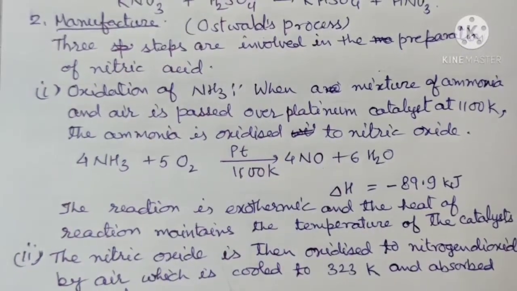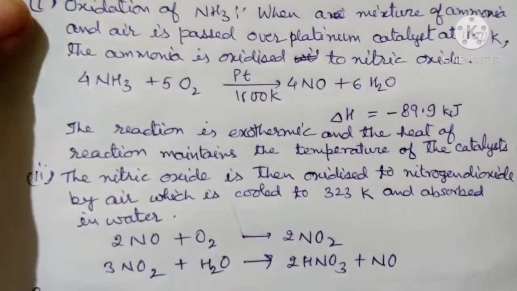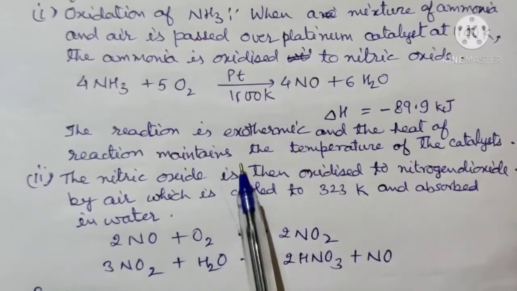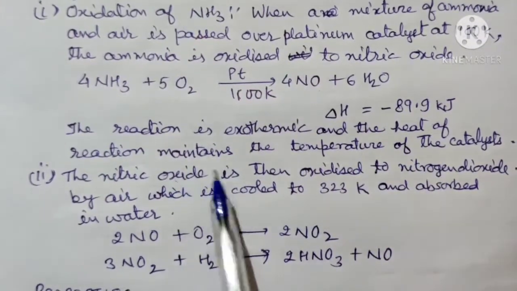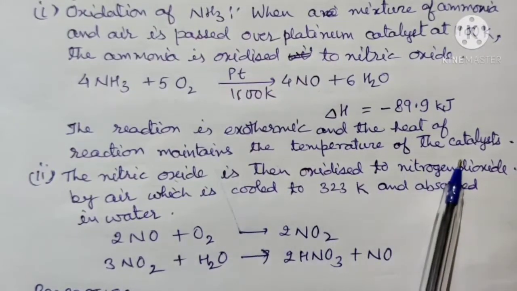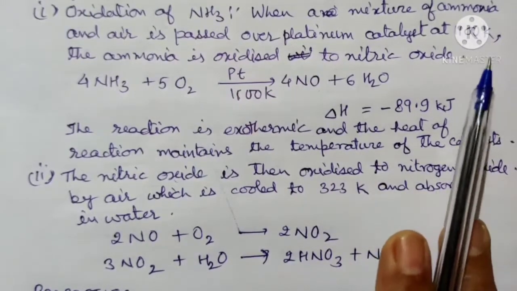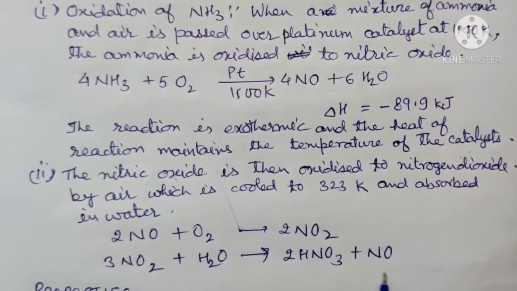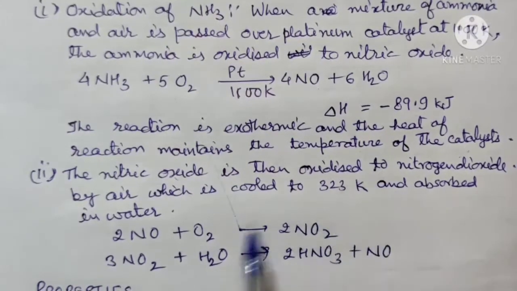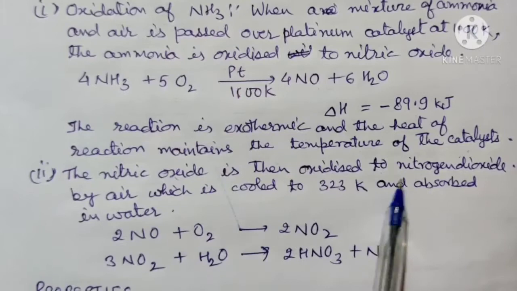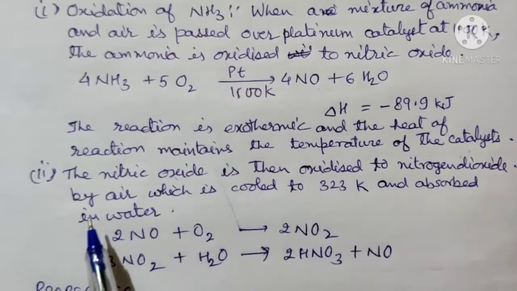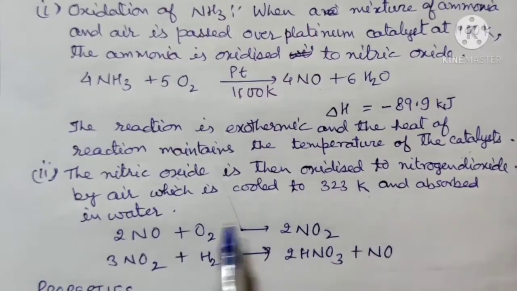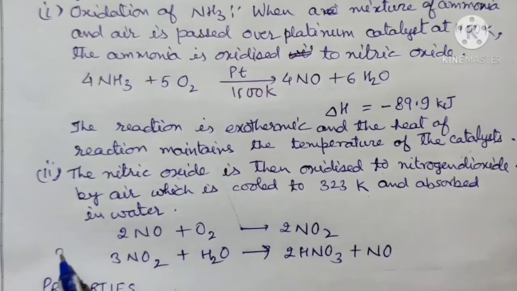This is related to the thermodynamics of the reaction. The reaction is exothermic in nature, and the heat of the reaction maintains the temperature of the catalyst, because there is a release of heat, so that the temperature required for the chemical reaction is maintained. The second point: the nitric oxide is then oxidized to nitrogen dioxide by air, which is cooled to 323 Kelvin and absorbed in water. This will become the third step.